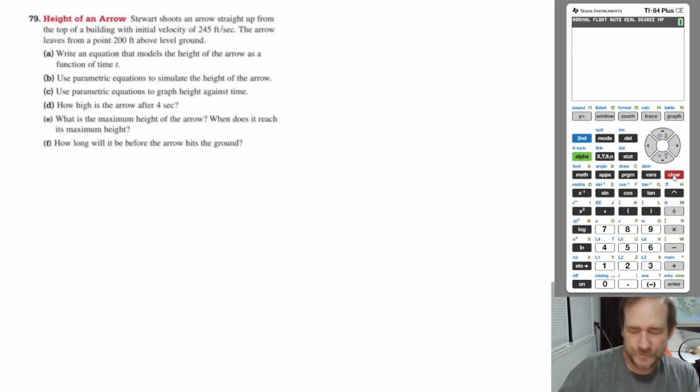So let's do this. It says Stuart shoots an arrow straight up from the top of a building with initial velocity of 245 feet per second. The arrow leaves from a point 200 feet above the ground.